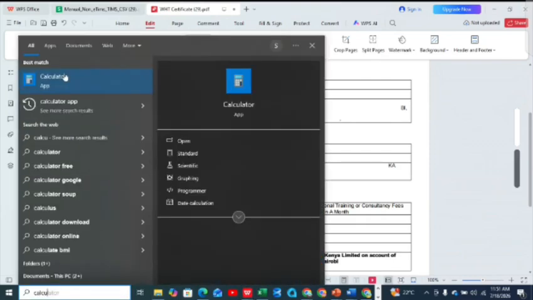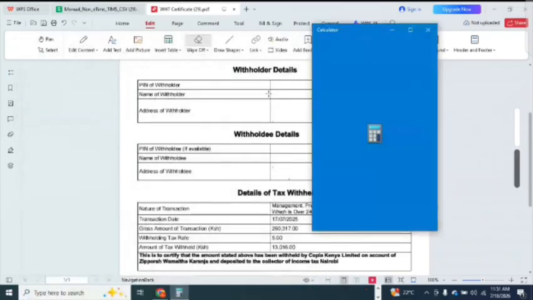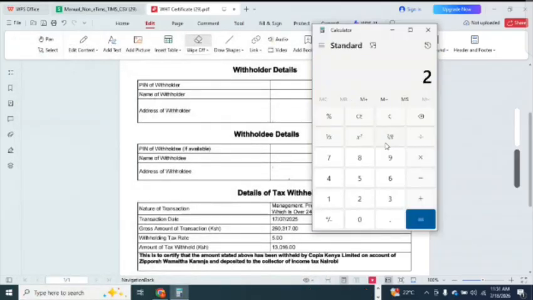The amount which you usually receive in your account is the difference between 260,317 minus 13,016. So the amount which you receive in your account is basically the difference between this gross transaction and the amount withheld, giving us a value of 256,301. So this is the amount which you received in your account.